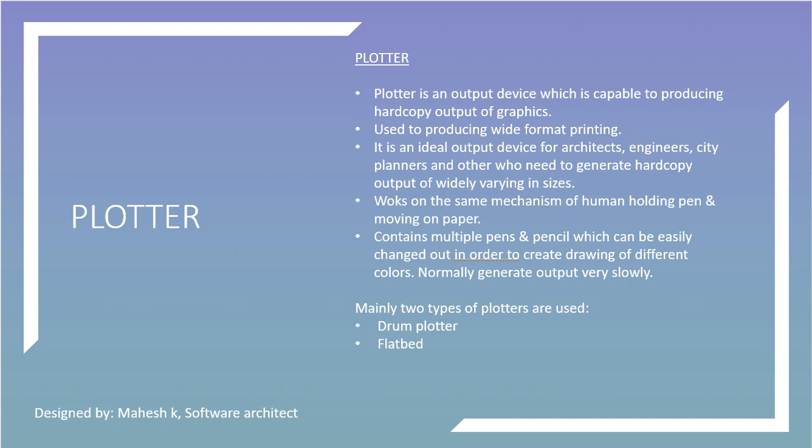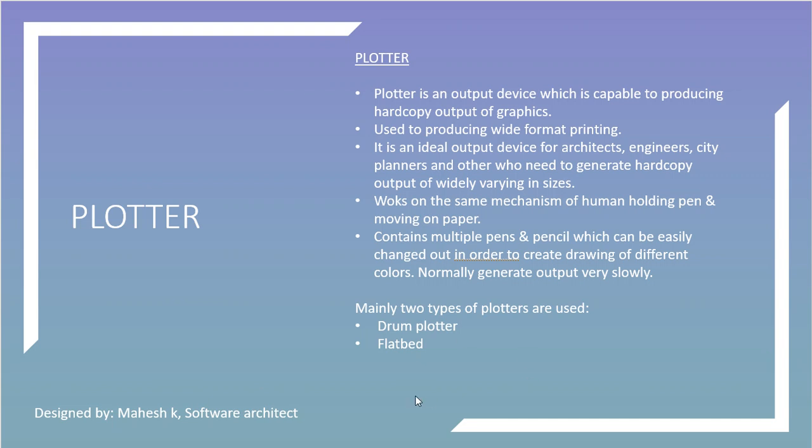Plotter means we are plotting something manually on the device by using some pen, and the pen is also different, not like a normal light pen. It contains multiple pens and pencils which can easily be changed in order to create a drawing in different colors. Normally, output is generated very slowly. Mainly two types of plotter are used: drum plotter and flatbed plotter.